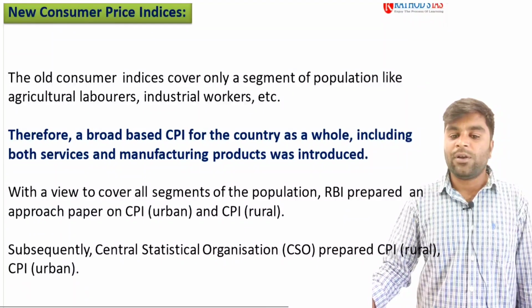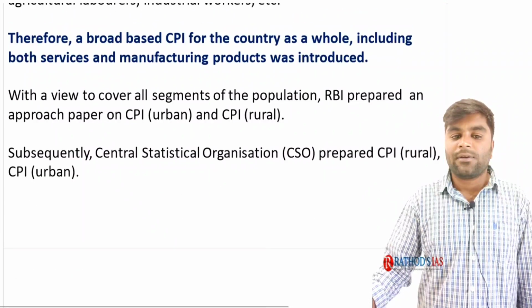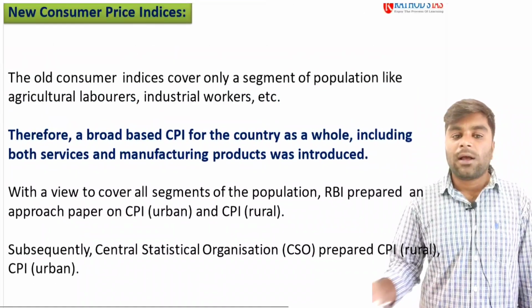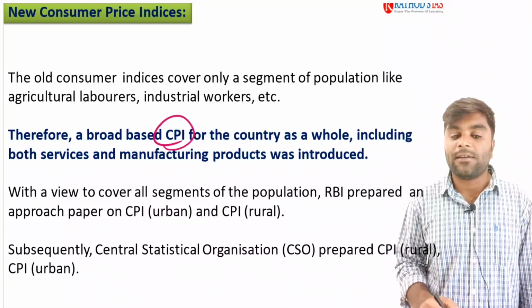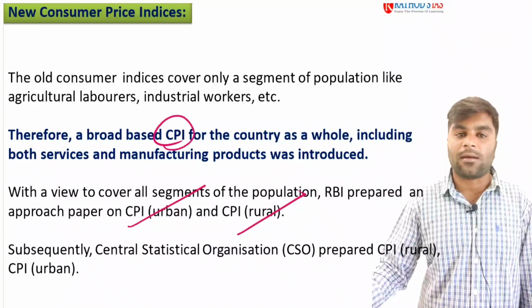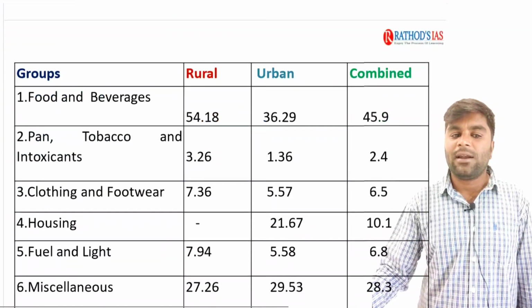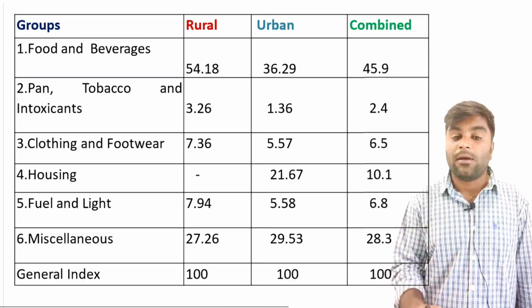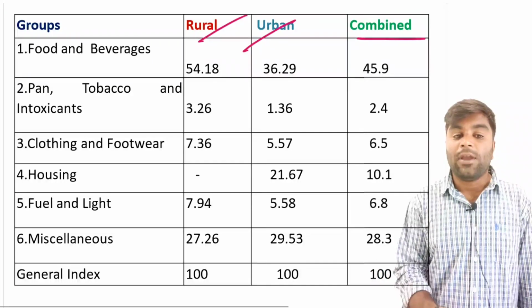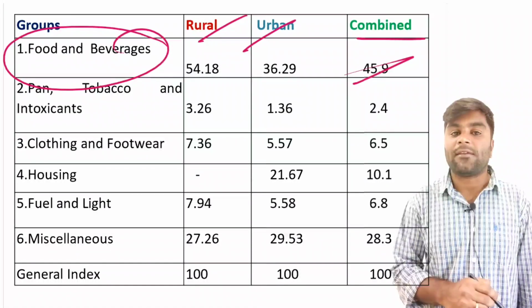In such a way you need to remember. Next, now the RBI is considering the CPI combined. CPI combined means CPI rural and CPI urban. In the same way, when we look at the weightage of the goods in this particular rural and urban combined, we have the food and beverages as the highest number.